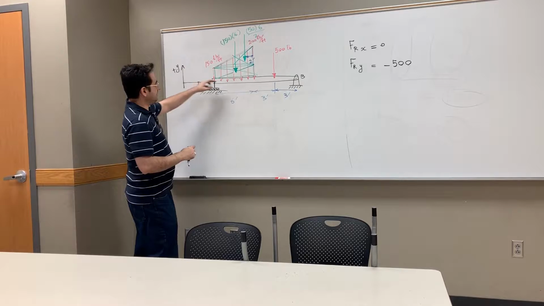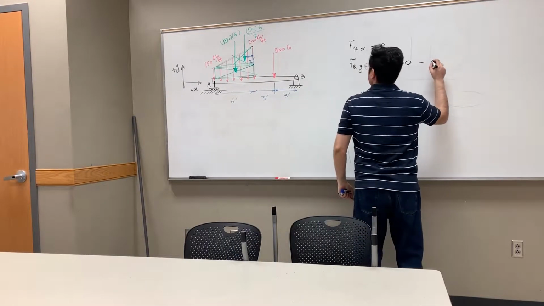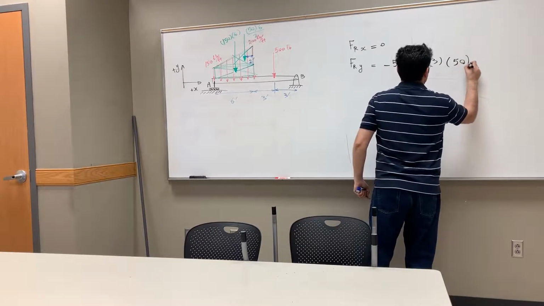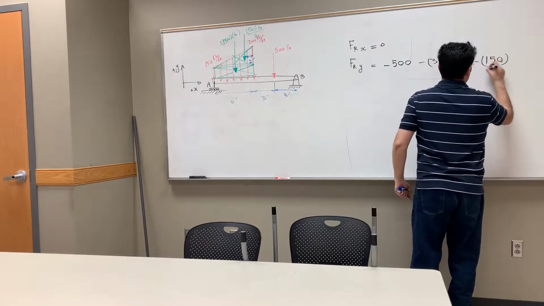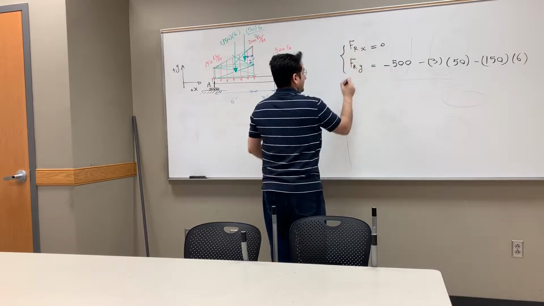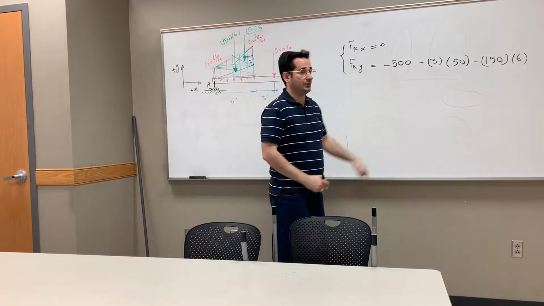So if this is positive, this is negative 500. This one, negative 3 times 50, and then negative 150 times 6. So that's my resultant force. X component 0, Y component is something negative. Put it in the calculator and get it, right?